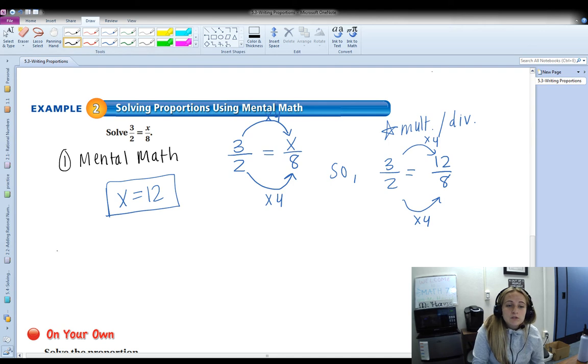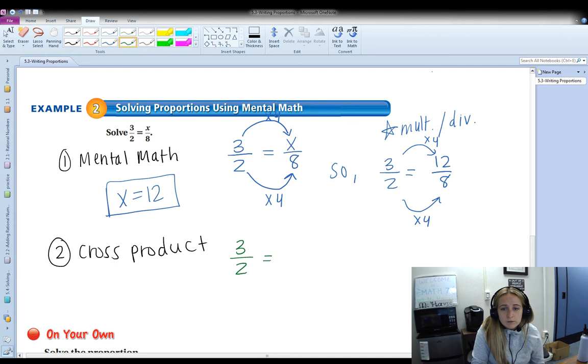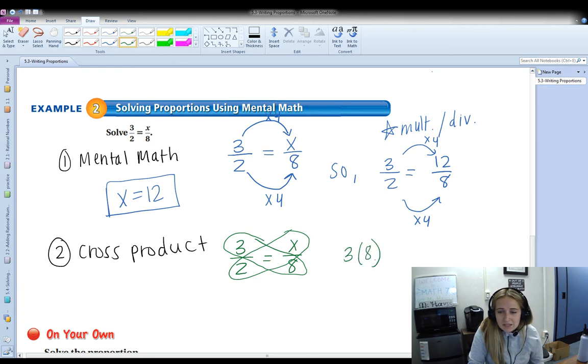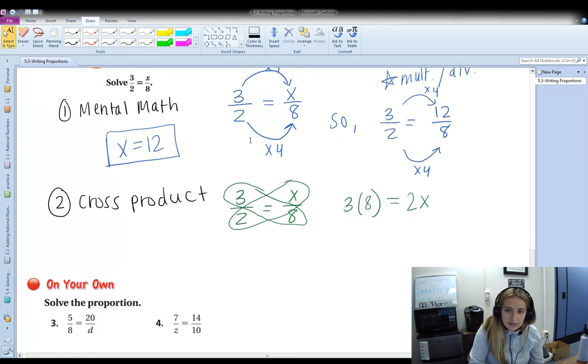Now I'm going to show you using the cross product, which is our new method that we learned in 5.2. So for the cross product, you're going to write 3 over 2 equals x over 8. Then remember with the cross product, you multiply the diagonals and you set them equal to each other. So the first diagonal, it's going to be 3 times 8 equals 2 times x, because you multiply the diagonals together. 3 times 8 will give me 24, so that's going to give me 24 equals 2x.